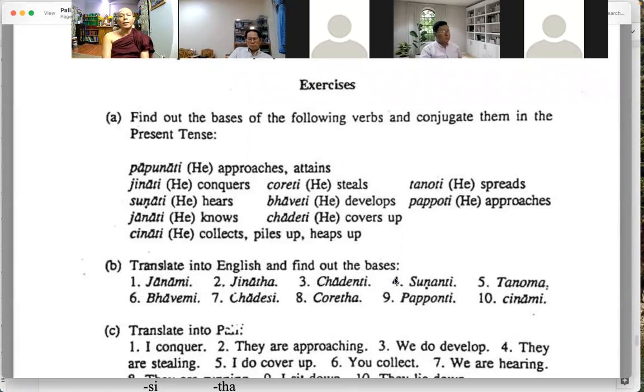So verb endings or verb terminations rarely change to anything. Rarely changed. So that is why it is easy to understand. Ti is third person singular, Anti is third person plural, Si second person singular, Tha second person plural. They never change. Rarely, quite rare. So that is why understanding the base, if you understand the base clearly, you can form any Pali verb you want easily.